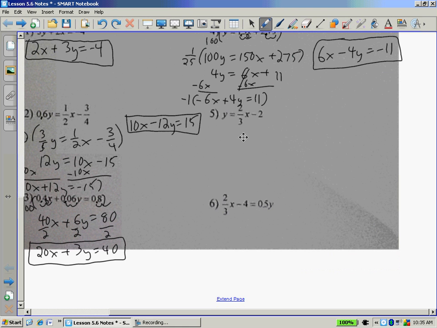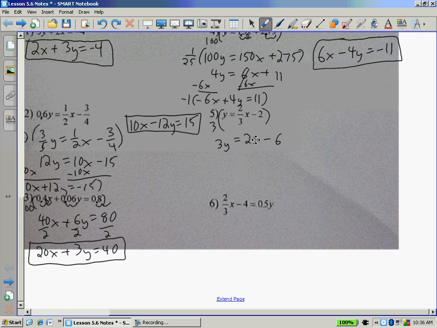All right, number 5 here. We need to clear this fraction by multiplying by the least common denominator, least common multiple. Now there's only one denominator here, so we're just going to multiply it by that number, multiply by 3. So 3 times y is 3y. 3 divided by 3 is 1, times 2 is 2x, minus 3 times 2 is 6.